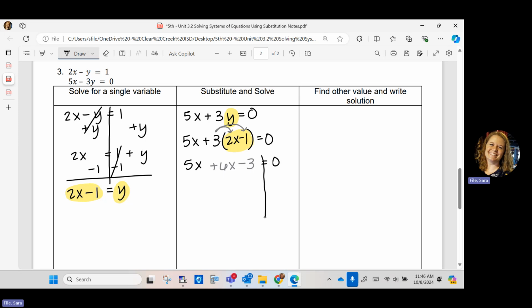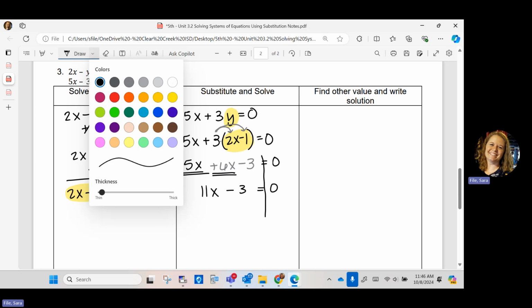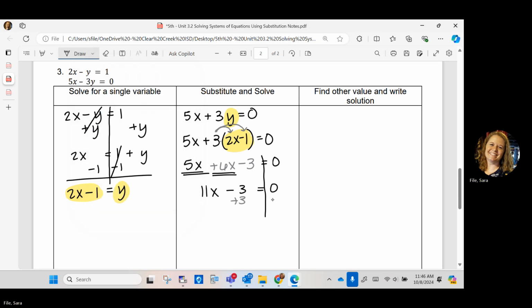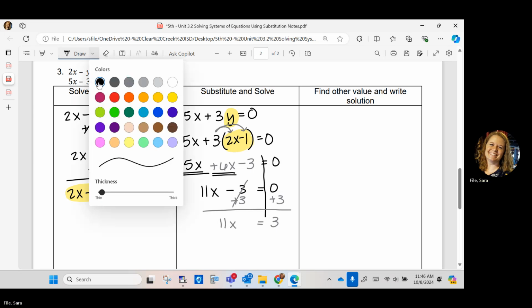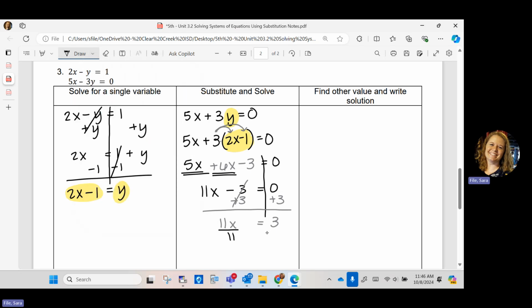Okay, so now I'm going to try to solve for x here. So I'm going to combine like terms. 5x plus 6x would be 11x. We've got the minus 3 equals 0. So then I'm going to add 3 to the other side to get it eliminated on the left. So I'm left with 11x equals 3. And then I'm going to divide out the 11. So x is 3 over 11.